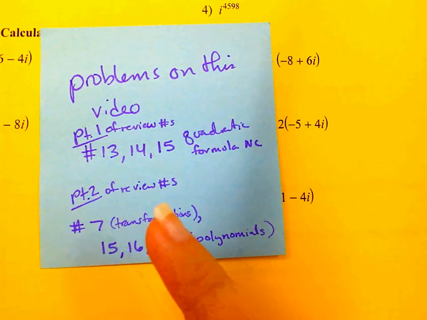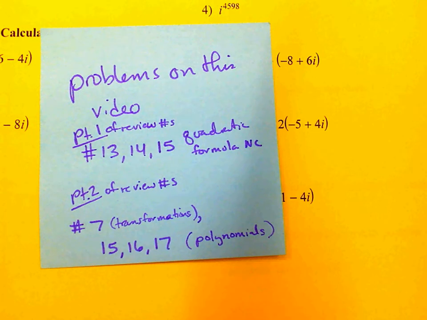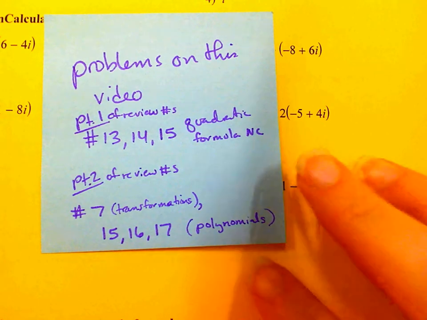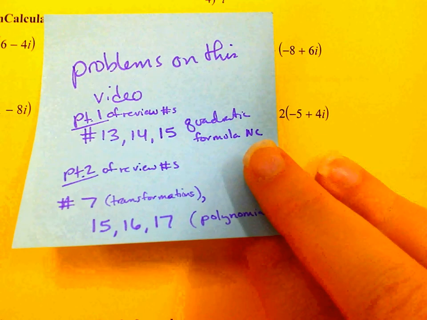So on their 13, 14, and 15, they had different questions, whereas yours were smaller numbers because you had to do them without a calculator. Number 7 on the transformations is different for yours, so we're going to do that. And 15, 16, 17, like I said. Okay, so let's go ahead and get started on number 13.